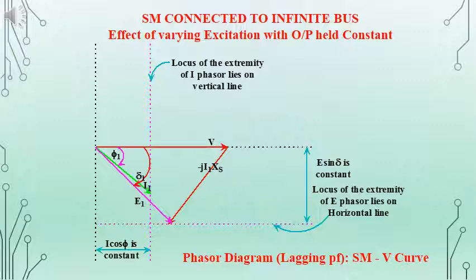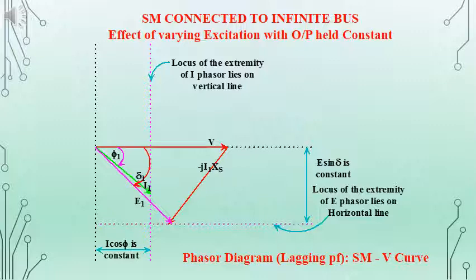Here I1 is lagging with respect to V by an angle phi1, and the phasor diagram is completed with the phasor minus j I1 xs to find E1. That is, V minus j I1 xs is given as E1, and the angle between V and E1, that is the load angle, is given as delta 1.